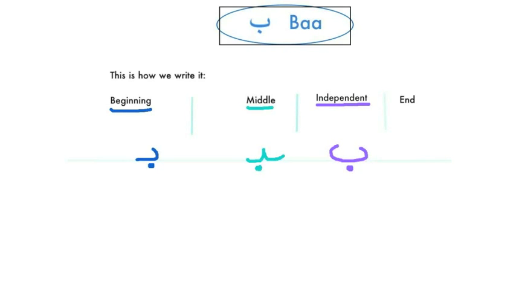So when ba is written independently, you see its full shape. It is written just like at the top of the page. We start with the tooth and then go down to the line, and then we write the final tooth facing the first tooth. Then to finish, we write the dot below it. Ba at the end of the word is written very similarly to the way it is written independently, except that it has a connecting section so that it can connect to the letter that came before it.